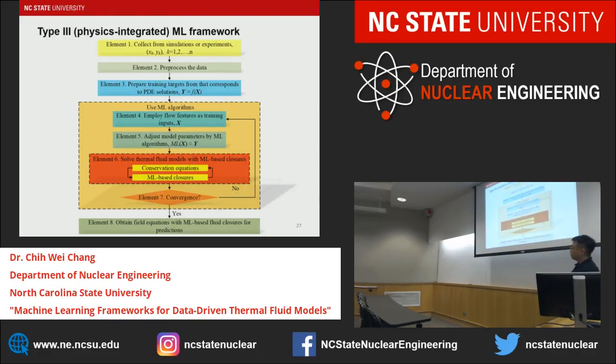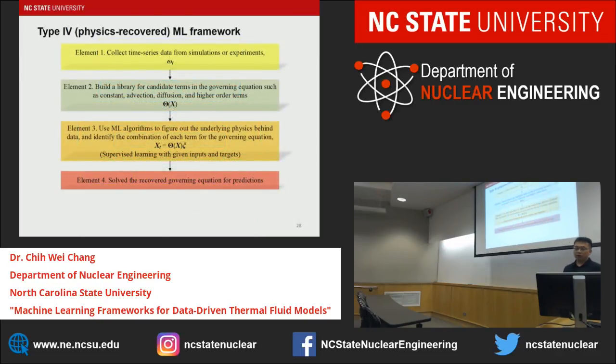If the solution has not converged to our data, then we need to redo element 4 and then go to element 5, element 6, until the process is converged. And finally, we can obtain the conservation equation with a machine learning-based closure relation inside for the prediction.